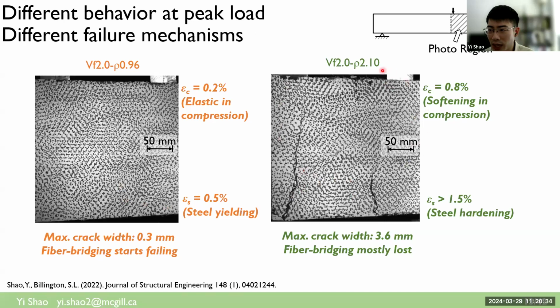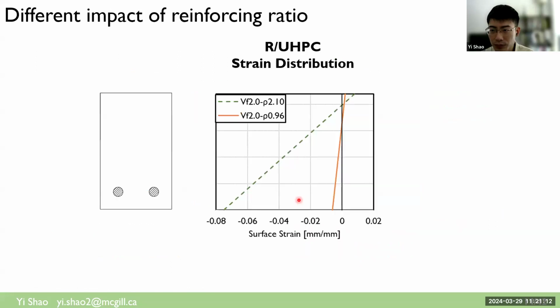Well, for the other beam with a high reinforcing ratio, the DIC reading shows that the UHPC material is softening in compression with a relatively large compressive strength, and the steel strain gauge readings show that the steel rebar has significantly hardened. We are utilizing the post-yield hardening capacity of steel rebar, and the large opening crack has indicated that fiber bridging is almost lost here. So the flexural tension capacity is taken over by the steel rebar in place of fiber bridging.